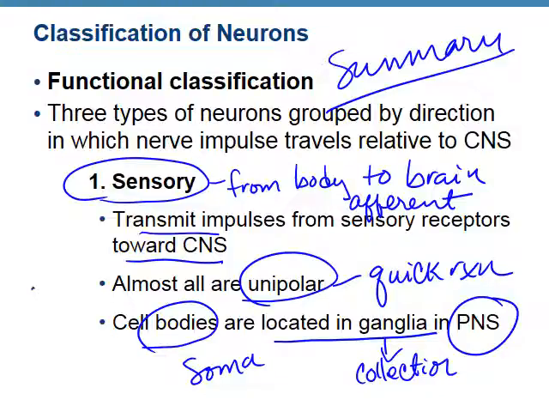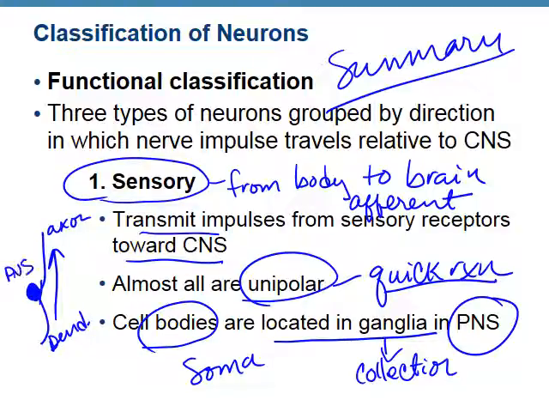So imagine the somas here, and then we have the axon and the dendrite. So remember we have the dendrite, the message doesn't even go through the soma, and then it comes out the axon for that quick reaction or message.